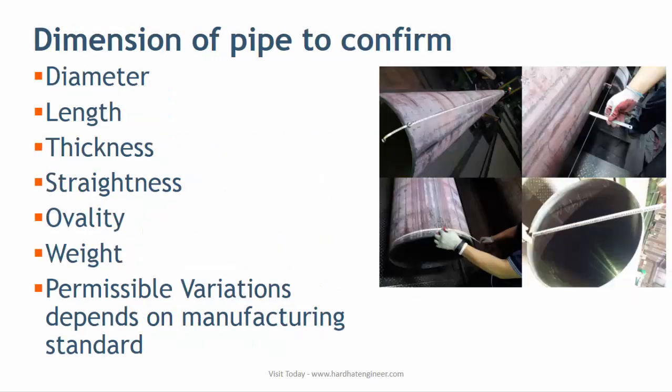Dimension inspection of pipe is carried out based on the dimension standard. Final dimension of the pipe must conform to the standard or it should be as specified in the purchase specification. For welded and seamless wrought steel pipe, dimension requirements are covered in ASME B36.10. For stainless steel pipe, dimension requirements are covered in ASME B36.19. During dimension inspection, diameter, length, thickness, straightness, ovality and weights are checked. Permissible variation depends on the manufacturing standard.